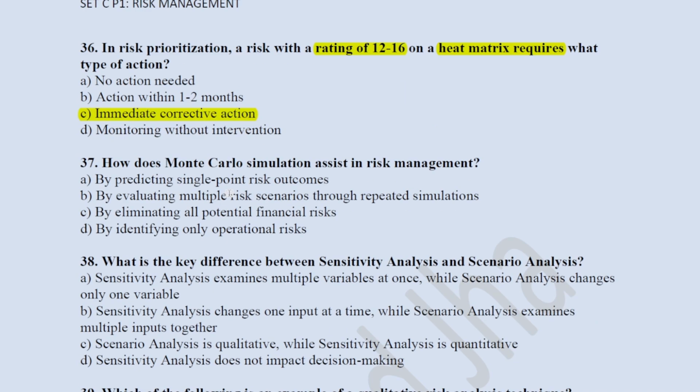How does the Monte Carlo simulation assist in risk management? By predicting single point risk outcomes, no. By evaluating multiple risk scenarios through repeated simulation, yes. By eliminating all potential financial risk, no. By identifying only operational risk, no. So the Monte Carlo simulation is evaluating multiple risk scenarios. So the answer should be B.